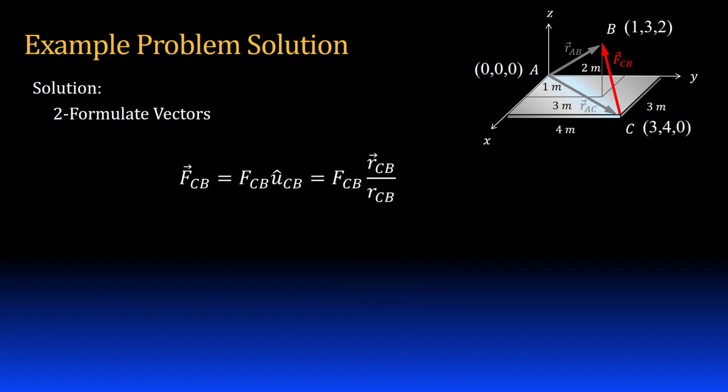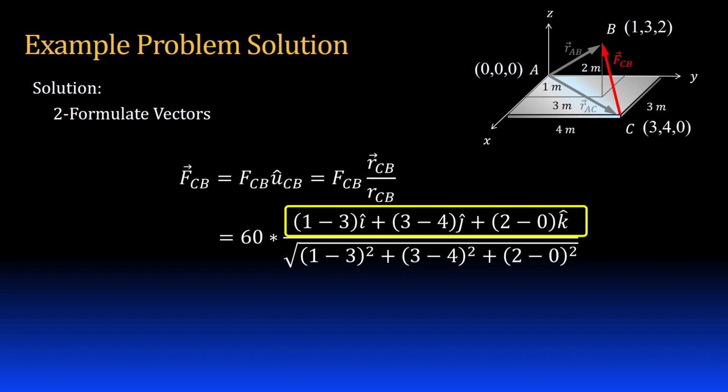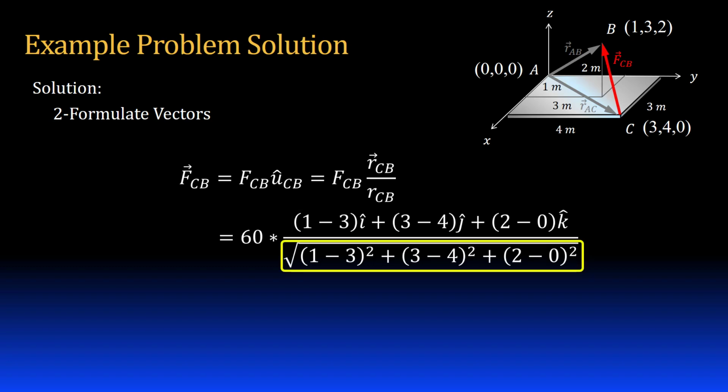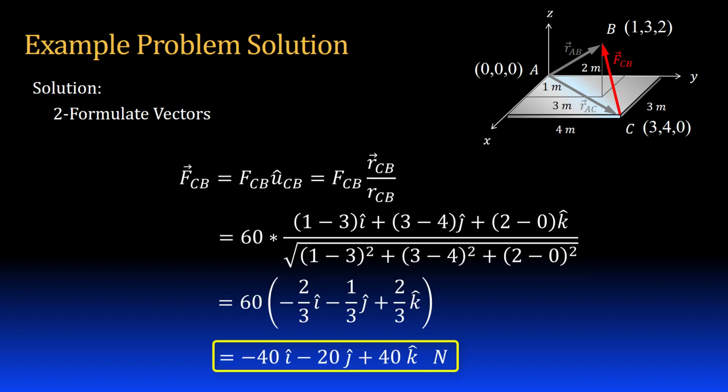I will start with the force vector by multiplying its magnitude by a unit vector in the direction of the force. The unit vector will be found by dividing a position vector in the direction of the force by its magnitude, which we can find using the coordinates of points C and B. The position vector is the difference between points C and B, and its magnitude is found using the Pythagorean theorem. Simplifying that, I get negative 40i, negative 20j, plus 40k newtons for force CB.